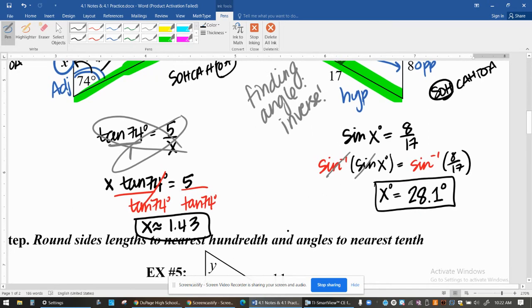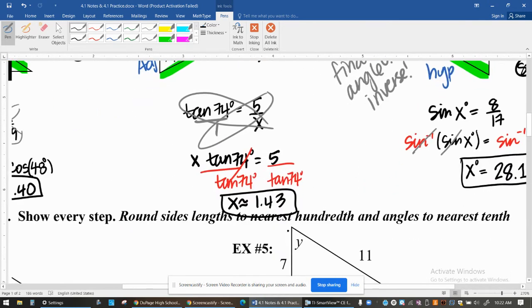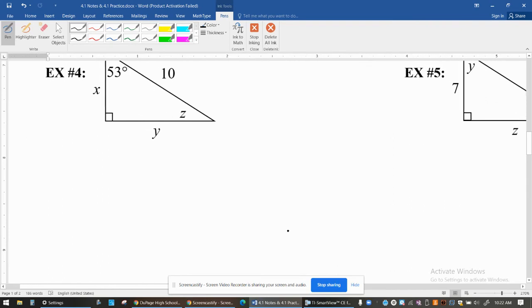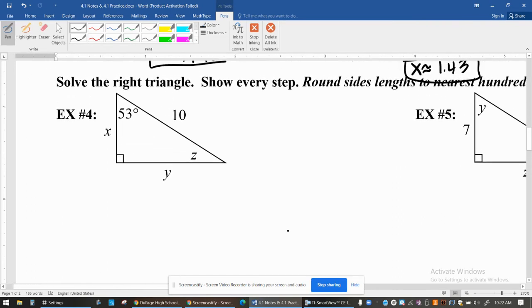So that's how you find a single missing piece. Now we're going to be looking at how to solve an entire triangle. Okay, so that means you need to find all the missing pieces. So essentially we're trying to find x, y, and z. What I like to try to do is that when I'm given one of the angles, I use the 180 rule and just find the missing one.